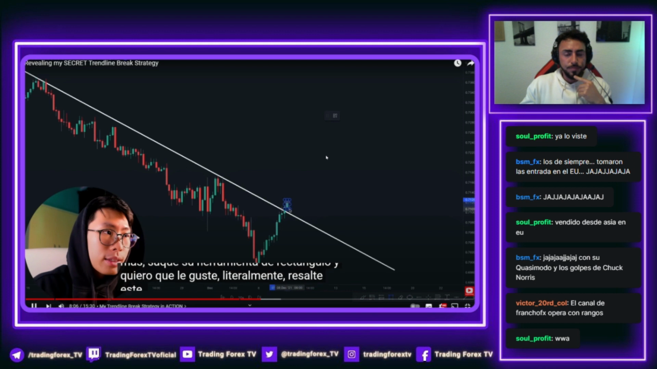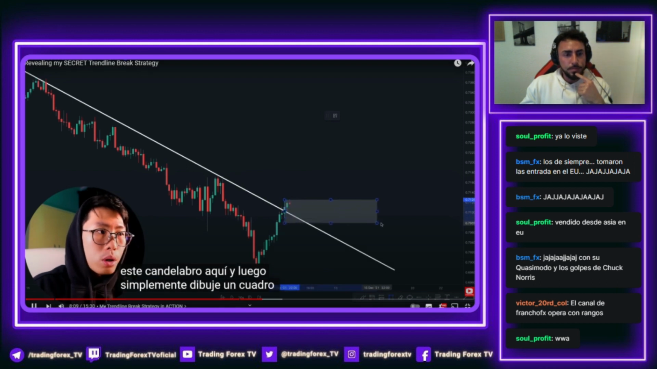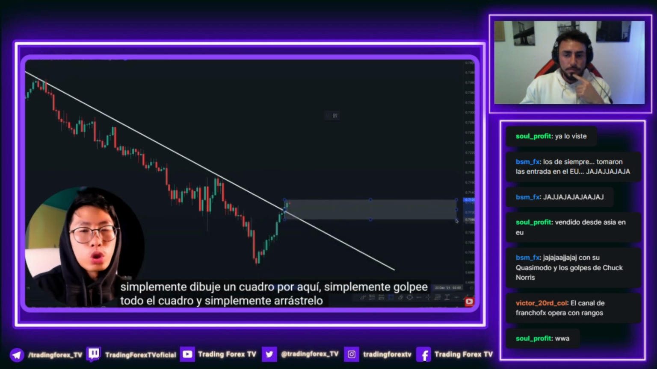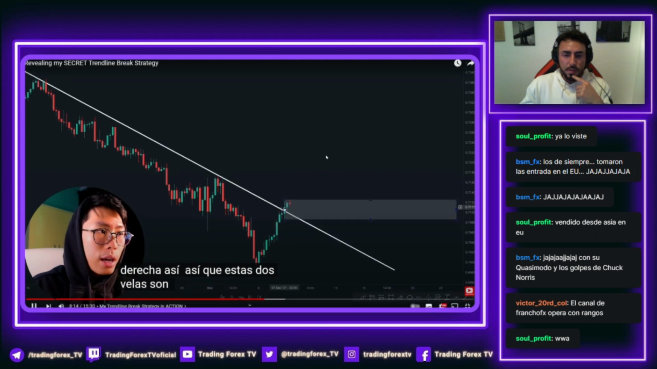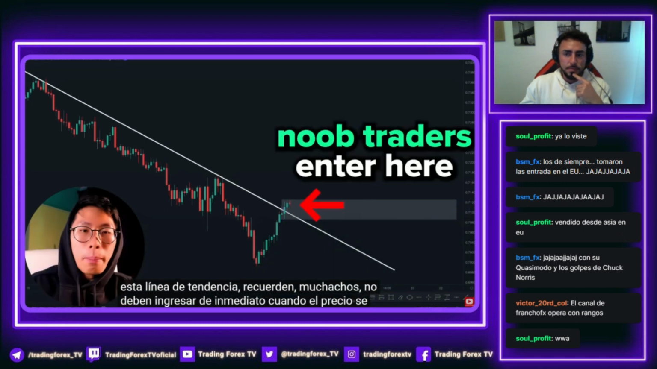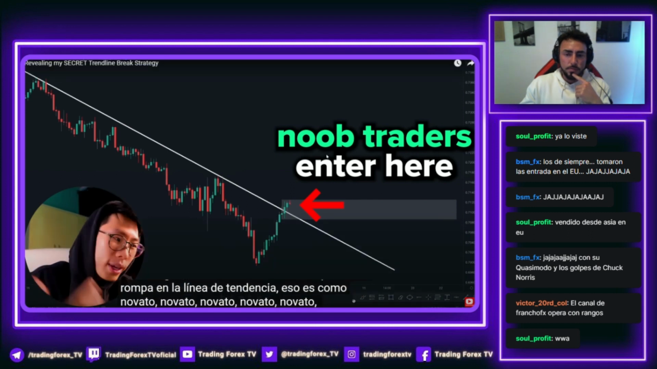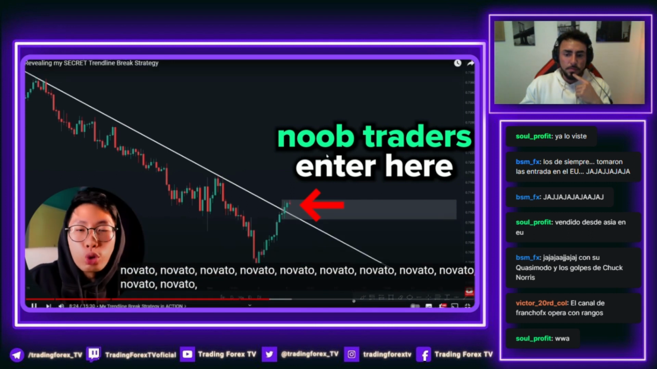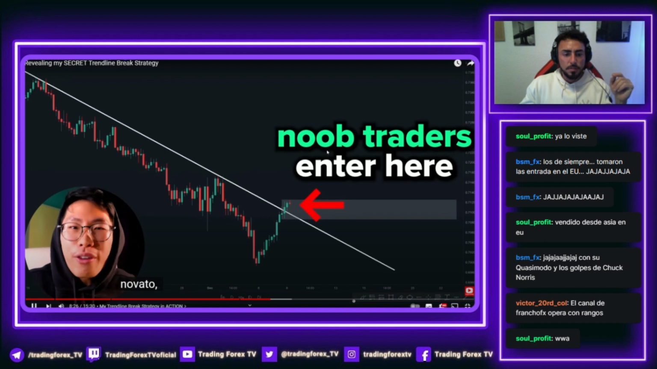Literally highlight this candlestick right here, and then just draw a box around here. Just drag the entire box, and just drag it to the right like this. So these two candlesticks are the ones that break out this trend line. Remember, guys, you do not want to enter immediately when price breaks out of the trend line. That is the newbie way to trade, all right? That is the newbie way. We are professionals now.